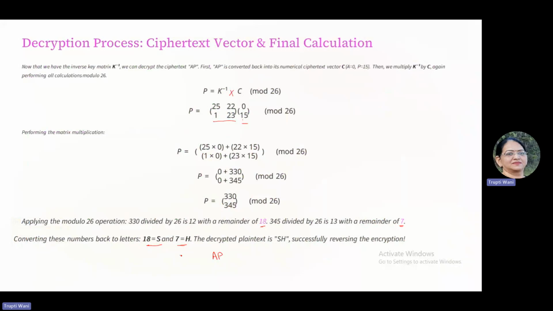So first of all, we converted SH by using the encryption process, and then we converted this ciphertext AP back to SH again by using the decryption process. Hope all of you understood this encryption and decryption process by using Hill cipher. Thank you all. We will stop here.